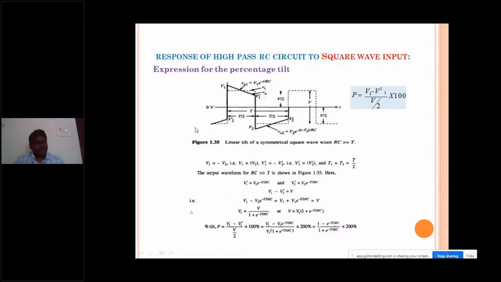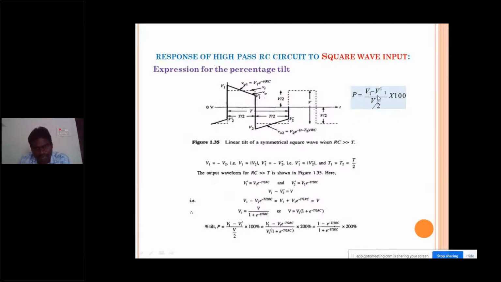Now, this is a very important question: the expression for the percentage tilt. So he's giving what is meant by a percentage tilt. This means when you are applying a square wave, the output seems to be a distorted wave. You can see here in this location the output gets distorted. How much, what percentage the wave gets distorted, needs to be calculated. So that percentage tilt is simply calculated by using the formula which is given here.